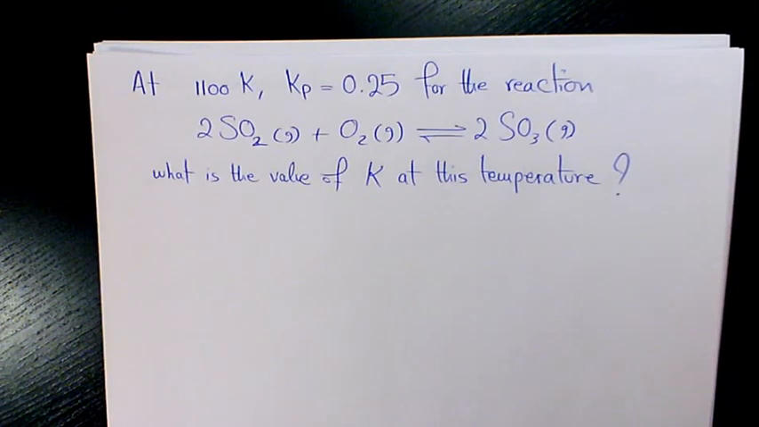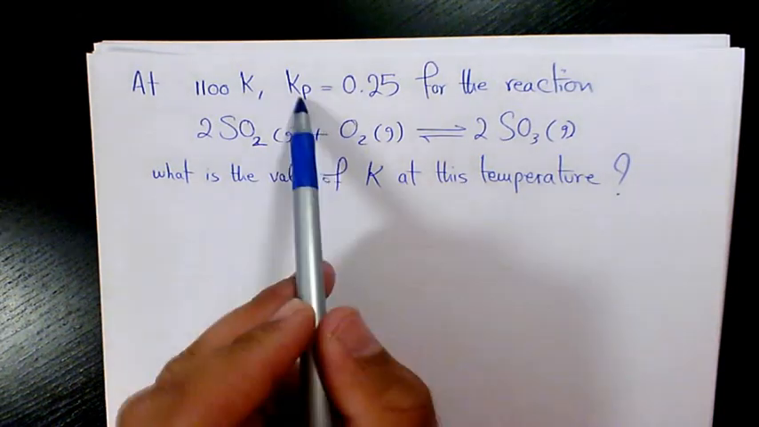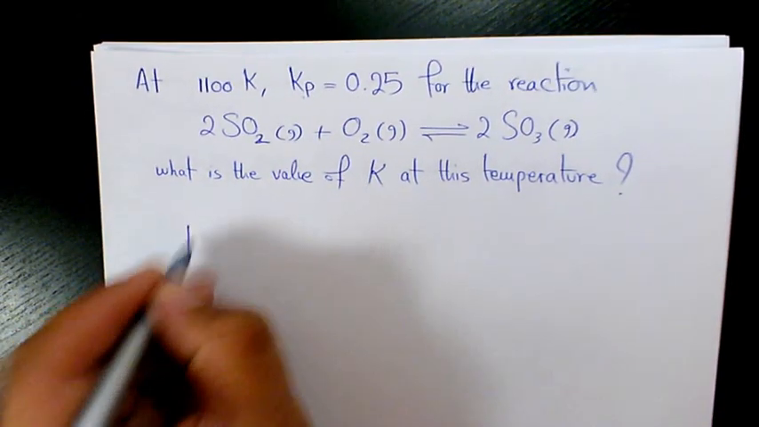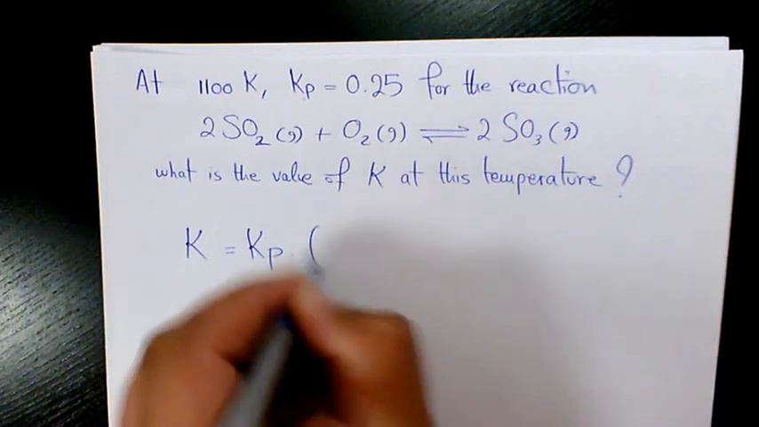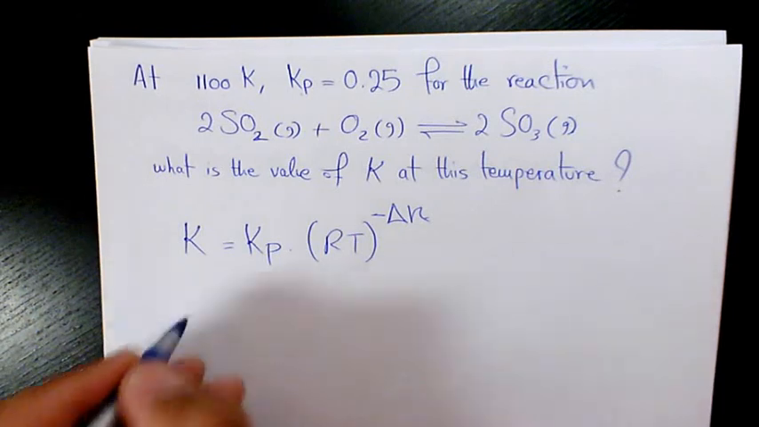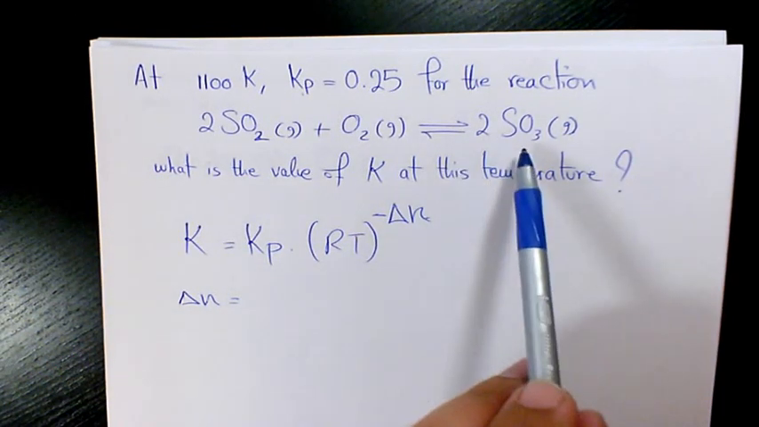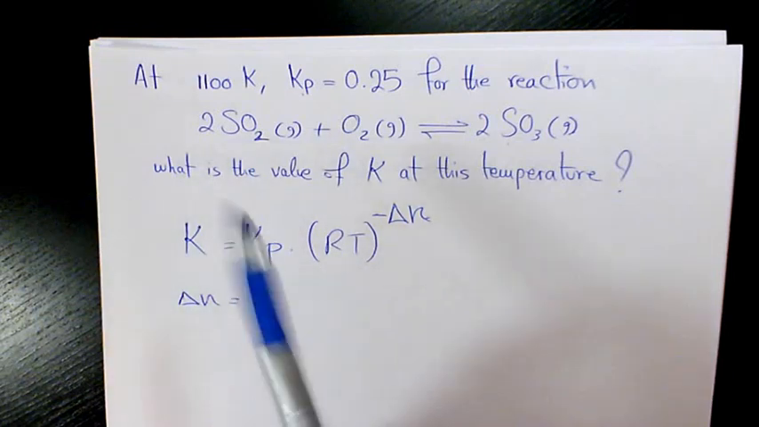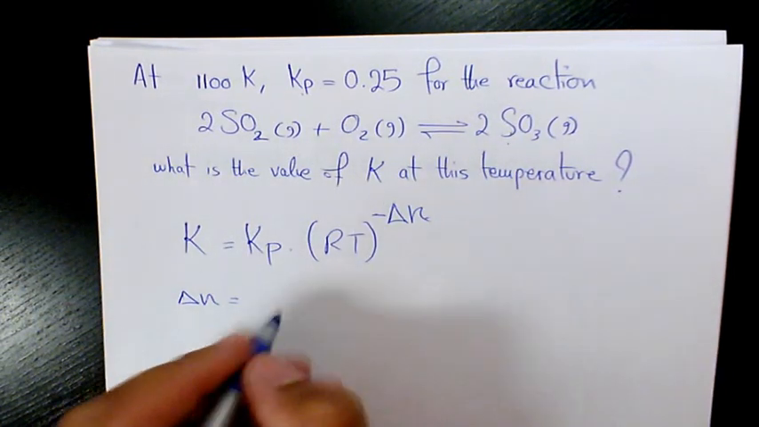Here it says at 1100 Kelvin, Kp is 0.25 for the reaction 2SO2 plus O2 gives 2SO3. What is the value of K at this temperature? So we already saw the relationship between K and Kp. We know the Kp, we need to find K. So K will be equal to Kp times RT to the power of negative delta N. Delta N in this case is going to be the summation of the coefficients in the products minus reactants. So 2 minus 3. So it's going to be negative 1.